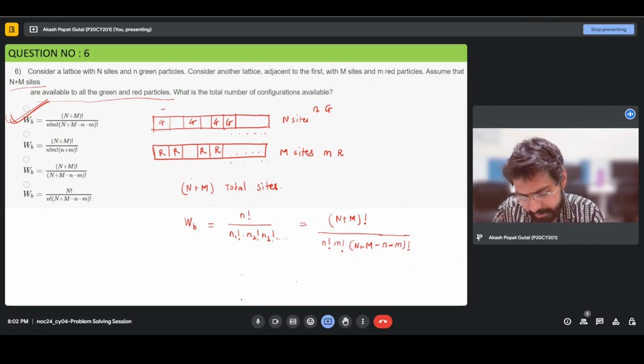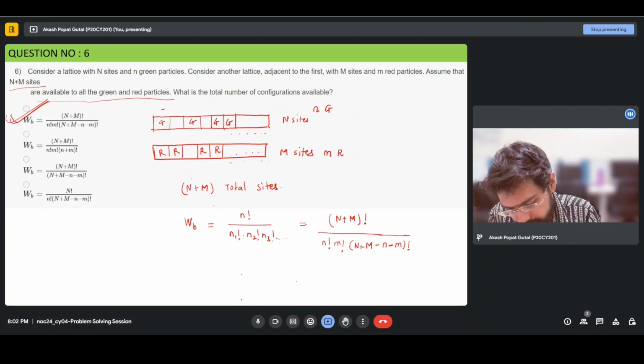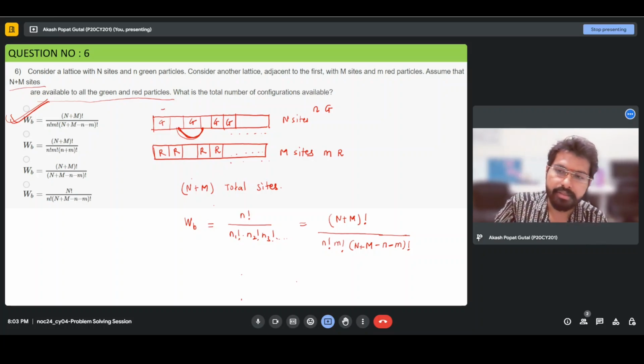So the basic thing in this is that these two sites are also indistinguishable. If you change them, it doesn't matter. So they are indistinguishable. They can be considered as one of the entities that determines the macrostate.